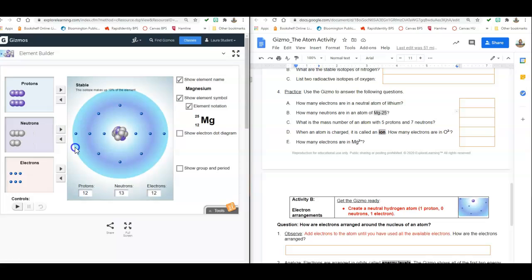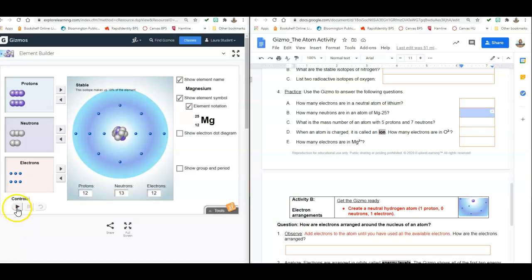Okay, you can use the numbers below here to answer how many neutrons does an atom of magnesium 25 have. 4C, what is the mass number of an atom that has 5 protons and 5 neutrons?